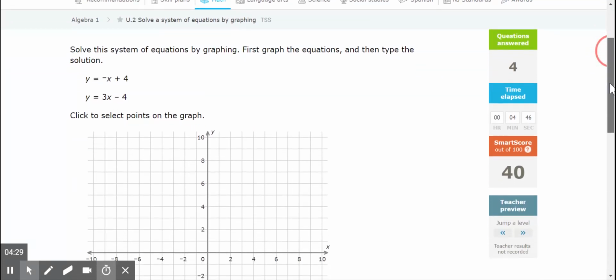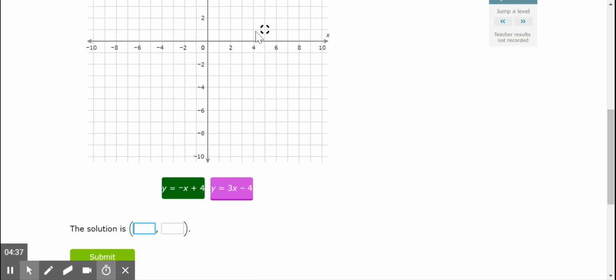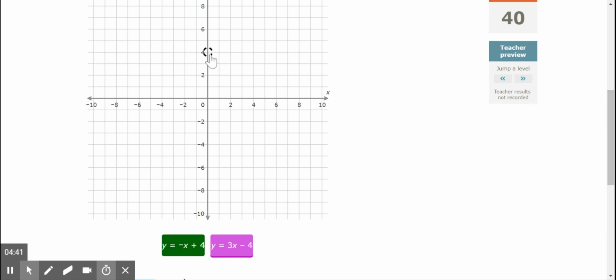Okay, still haven't seen anything in any form other than slope-intercept, so let's keep working. We've got in the green line a +4 for the y-intercept, but a slope of -1. Y-intercept of -4 and a slope of +3. Looks like there's the point of intersection, 2, 2.